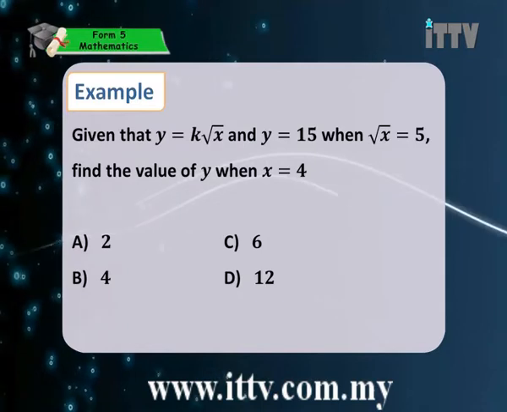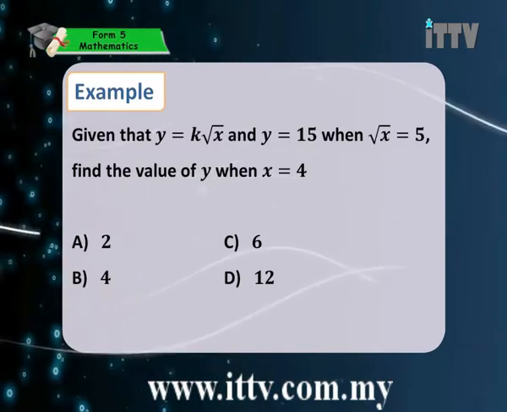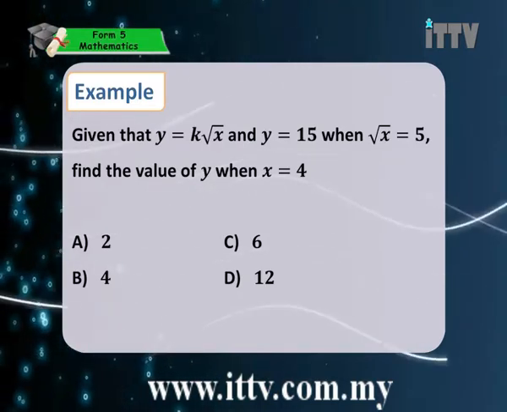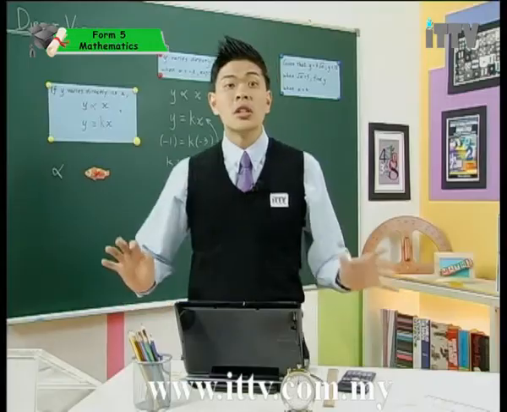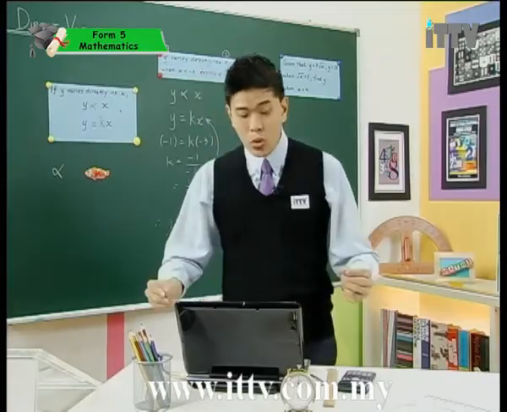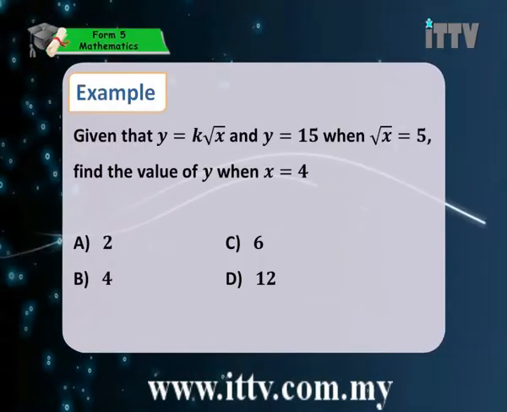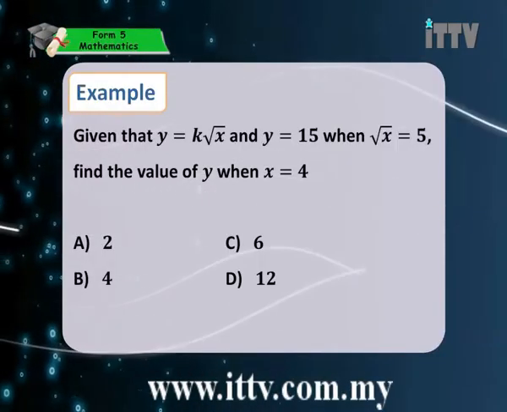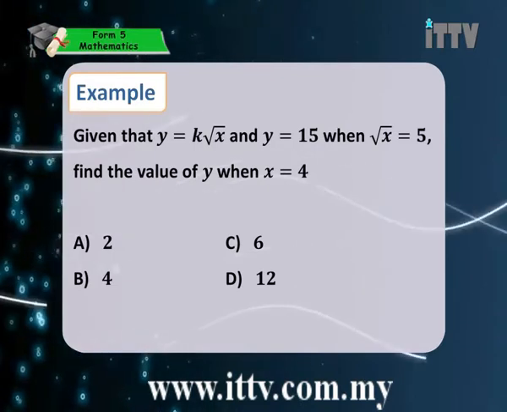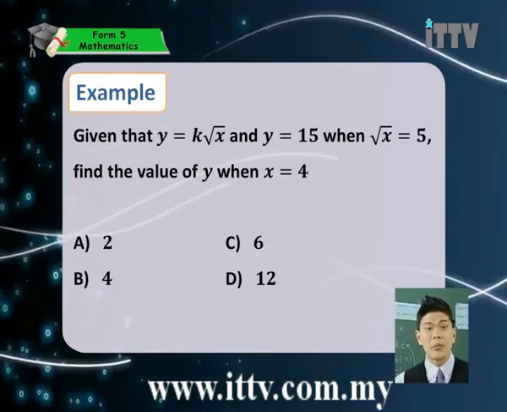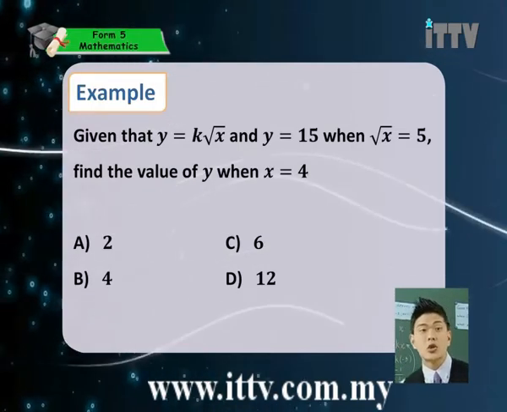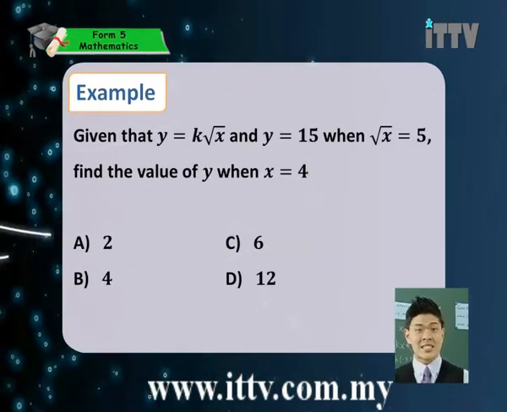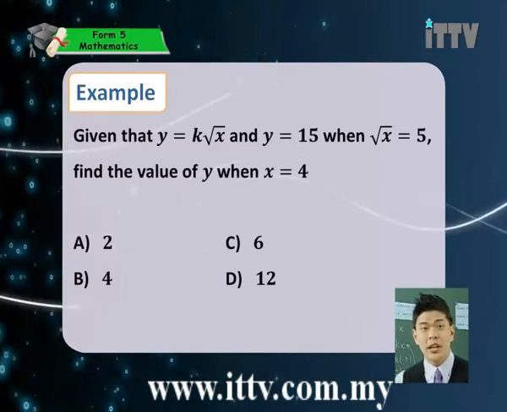Alright, next, given that y equals k square root x and y equals 15 when square root x equals 5, find the value of y when x equals 4. Is it A, 2, B, 4, C, 6, or D, 12? Remember, what do you want? You want the value of y when x equals 4. So remember the steps early on. Let me show you again on the board.